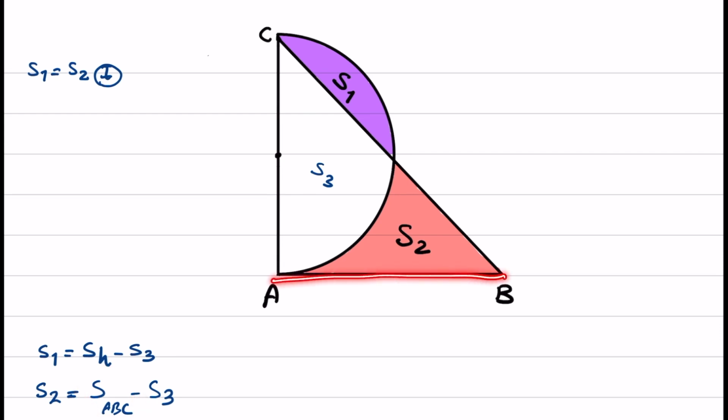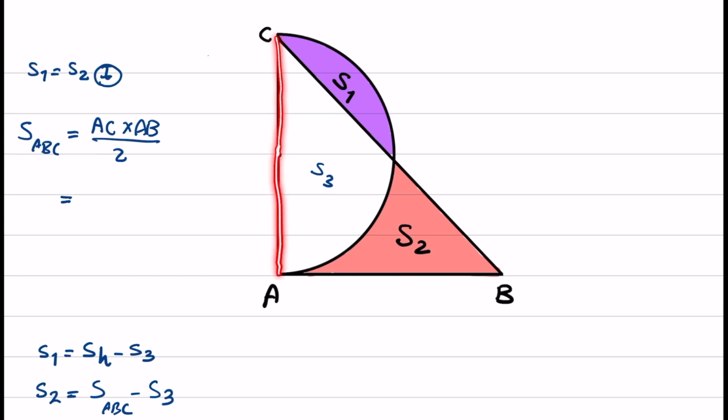We know that BA is tangent, and this gives us a right angle at this point. Therefore, we are dealing with a right triangle, and the area of that right triangle is equal to AC times AB over 2. Because this is a unit circle, the radius of the circle is 1 and AC is 2 times that, so we can put this as 2. Then the 2s are simplified, and the area of this right triangle equals AB.